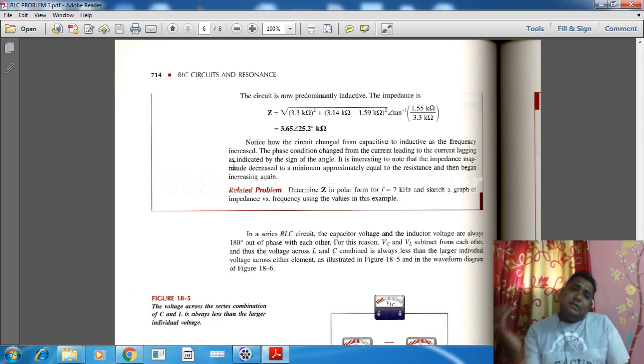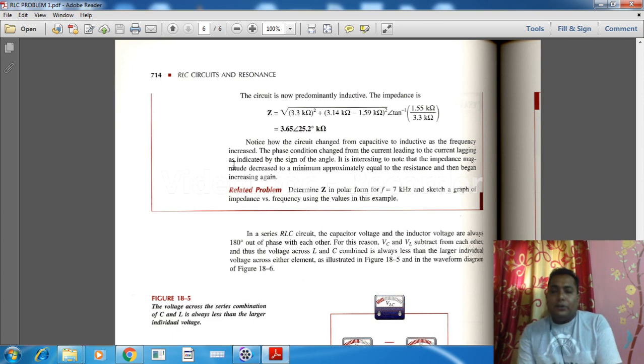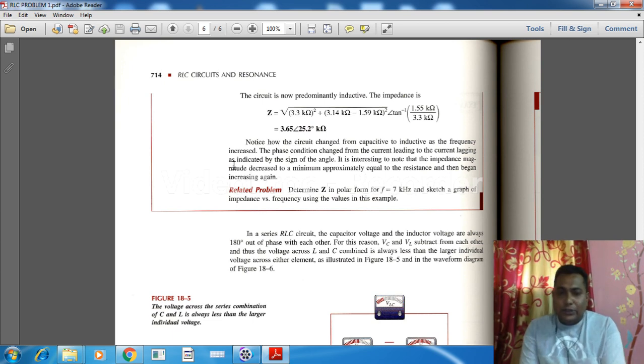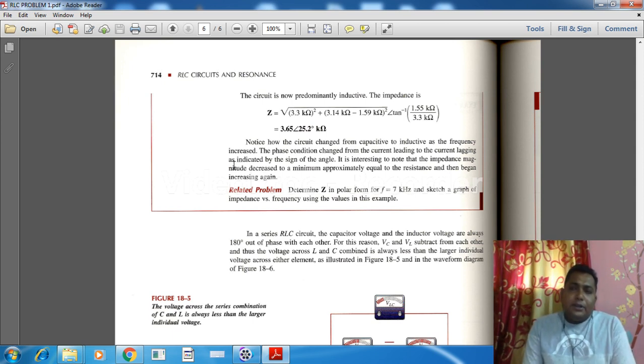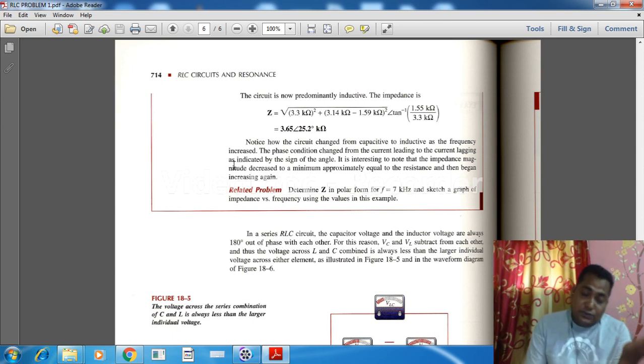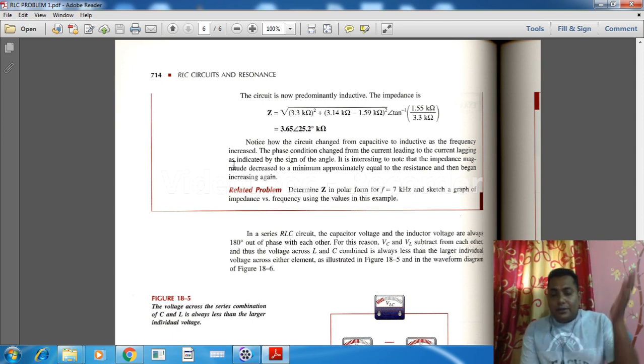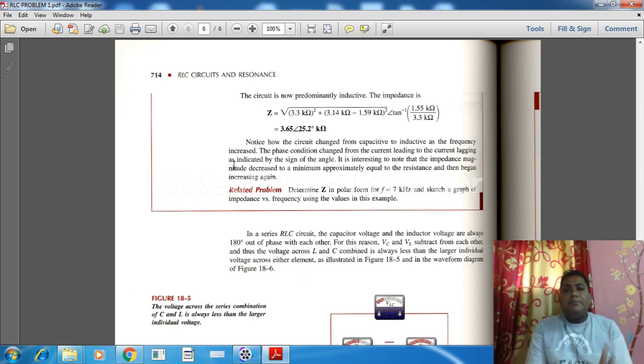And when it changes from 1 kilohertz to 5 kilohertz, we have seen the scenario that when the frequency value is increasing, the impedance magnitude is decreasing, and the power factor is changing from leading power factor to lagging power factor. So like this way, the impedance and the phase angles are changing. Like this way we can solve any kind of problem.